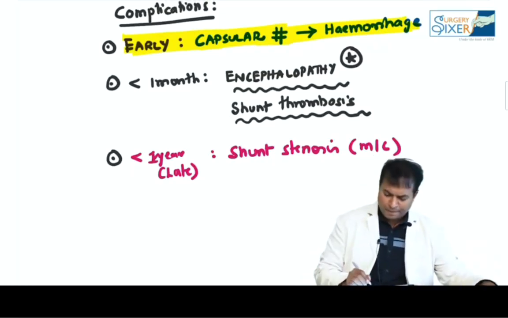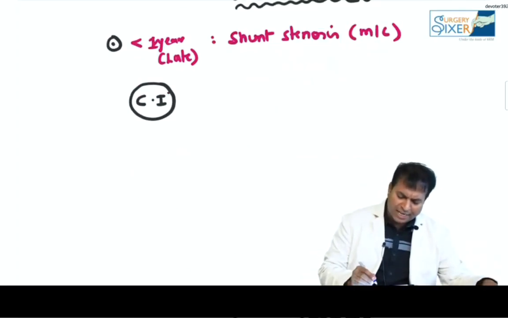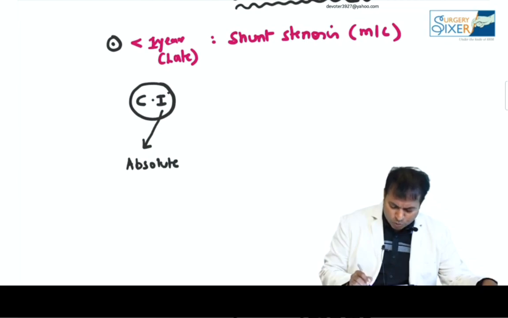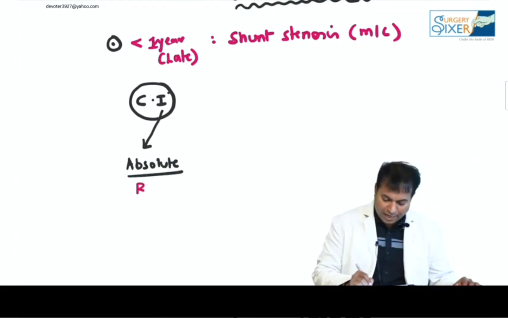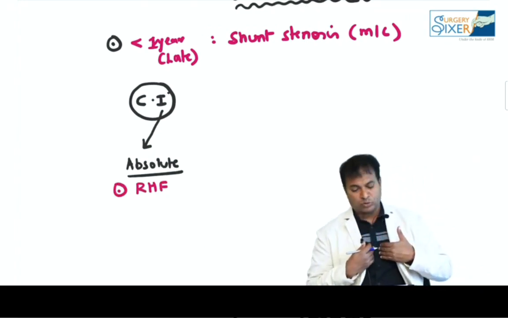What are the contraindications for putting a TIPS? There are absolute contraindications where you should never use it. The absolute contraindication is right heart failure, because we go only through the right heart, so you should not put it in that case.